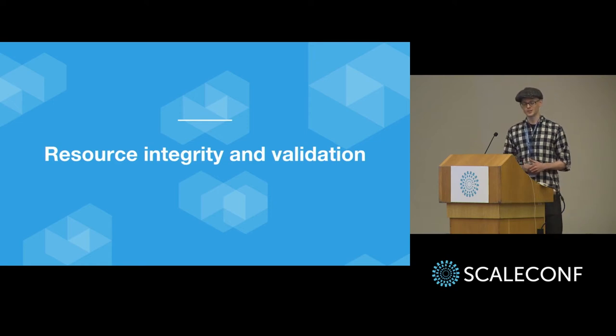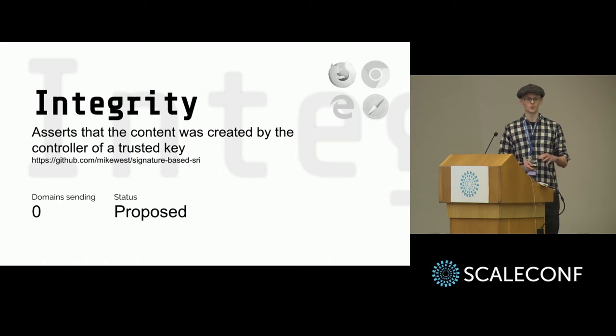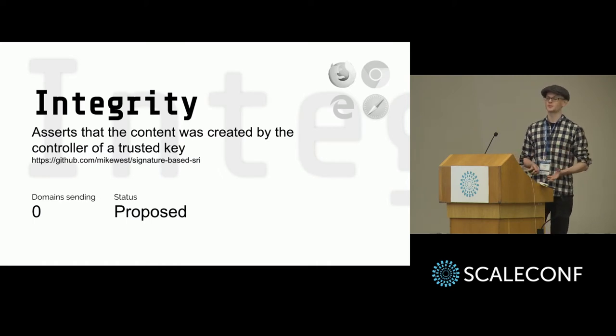What are the headers that you should definitely be setting? I'm going to break these down into three categories. There's resource integrity and validation. These are the headers that help to add trust to the content of the document. So the first one of these is integrity. And you'll now start to see the logos in the top right going gray a lot more, because a lot of these headers I'm going to talk about are not yet supported by any browser.